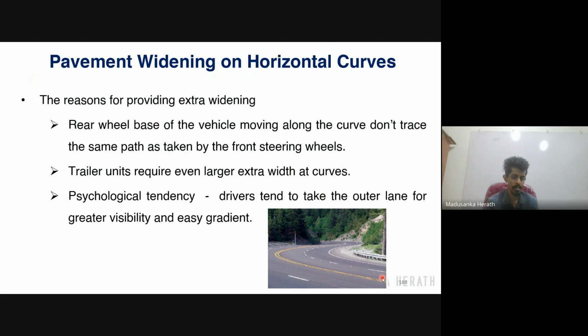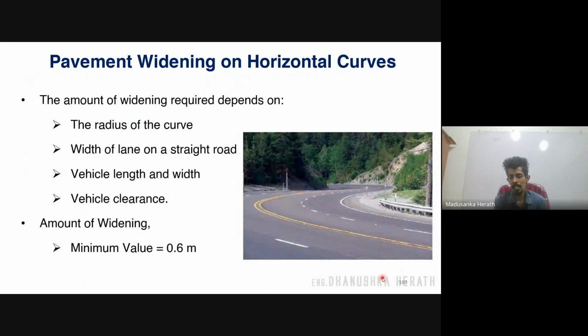Right, the rear wheels don't follow the front wheels. So we need some extra width, right? So that is called the extra widening. The amount of extra widening required depends on the radius of the curve, width of lane on a straight road, vehicle length and width, and vehicle clearance.